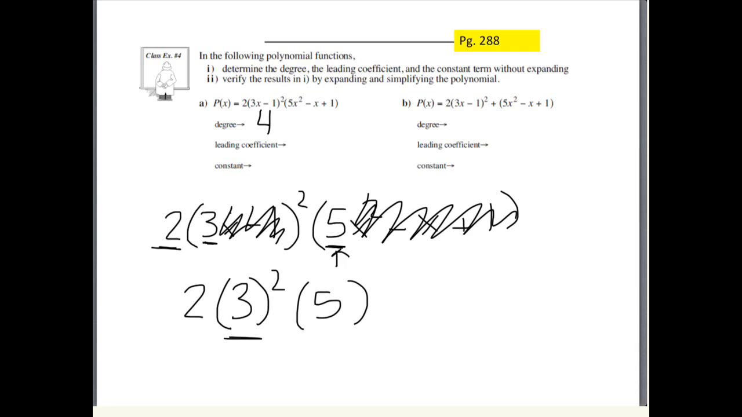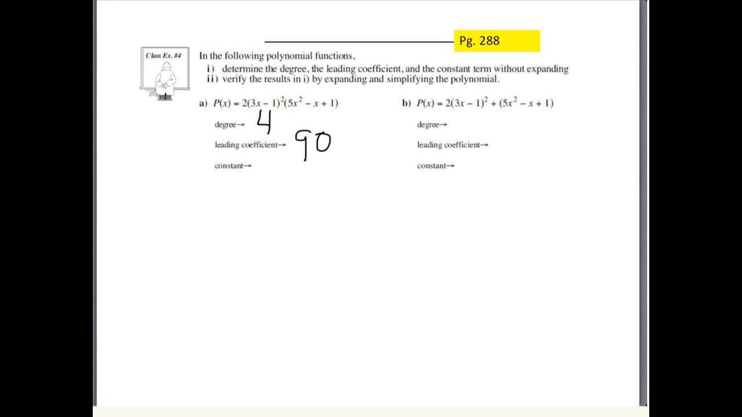BEDMAS rules apply. You do this part first. 3 to the power of 2 is 9. And you're going to multiply all of these together. 2 times 9 is 18, times 5 is equal to 90. Your leading coefficient is going to be 90.